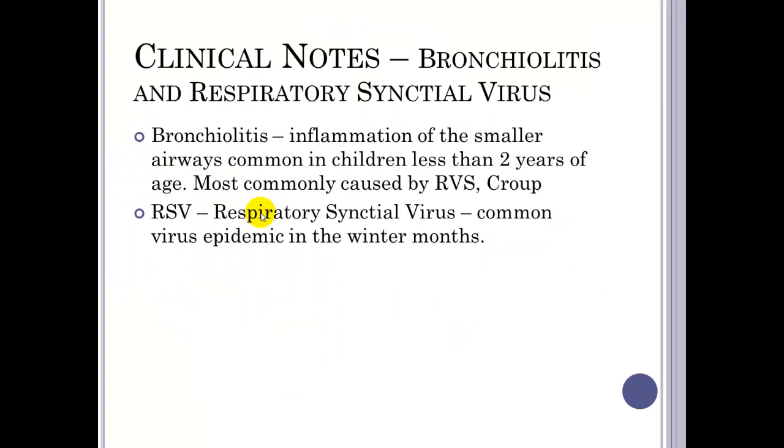Clinical note, bronchiolitis and respiratory syncytial virus. Bronchiolitis is inflammation in the smaller airways, common in children less than 2 years of age, most commonly caused by RSV. I'm sorry, this should be RSV, respiratory syncytial virus. RSV is a common virus epidemic in the winter months, and we generally see these in the fall. In the winter, kids start getting this.